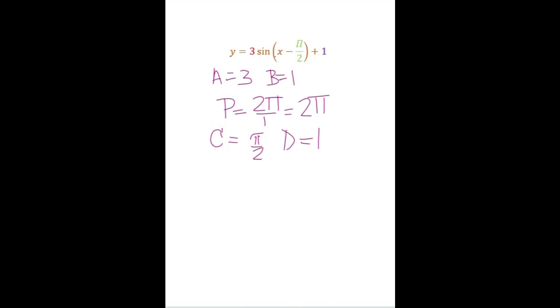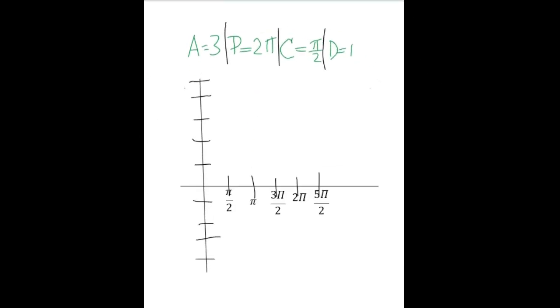So let's graph it with the information that we have now. The information we have is the amplitude is 3, the period is 2 pi, the phase shift is pi over 2, and the midline or the vertical shift is 1. So what we're going to do first is we have our period in intervals of a fourth. So we have pi over 2, pi, 3 pi over 2, 2 pi, and 5 pi over 2. We know our midline is at 1. So I'm going to put 1 there, and this would be our midline. So our amplitude will start at that point and go up to its highest point and also down from that midline to its lowest point.